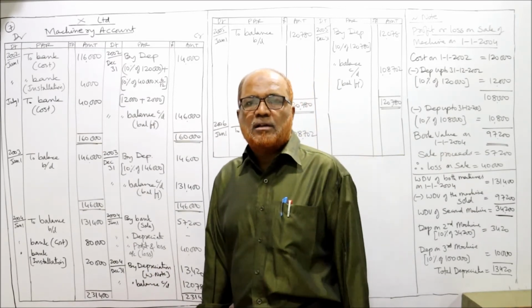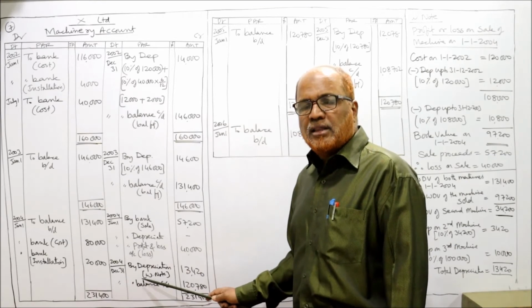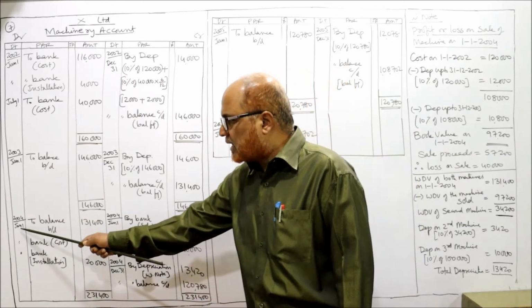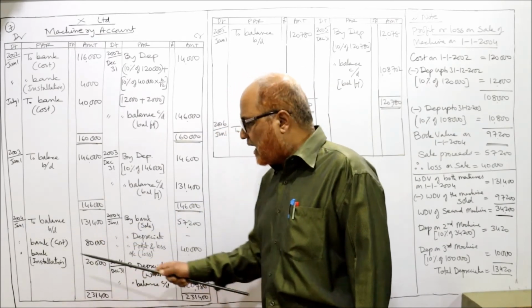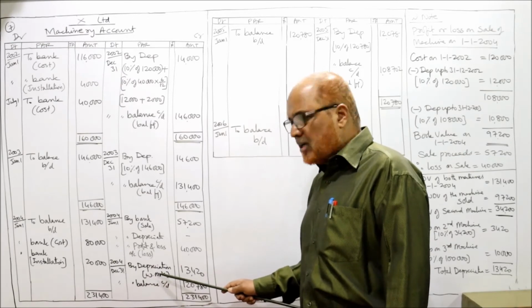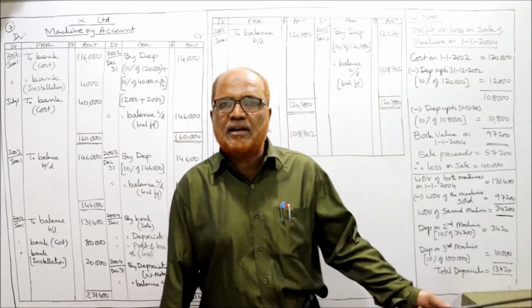Now we need the depreciation at the end of the year. Now we close the year. The year will be closed on 31st December 2004. Year started on January 1st 2004 and year ends on 31st December 2004 by depreciation. This depreciation 13,420 I have calculated in working notes.